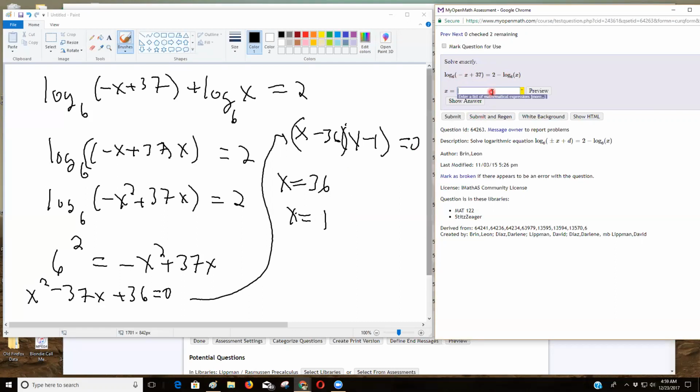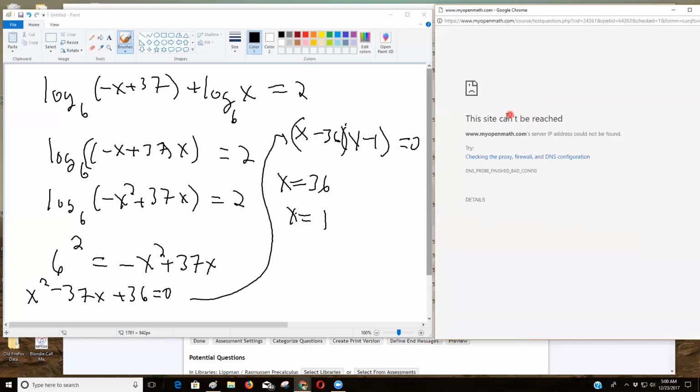Let's see if that is correct. 1, 36. It's not telling me I've got an error. Submission error. See, maybe my internet's gonna die on me. Well, I'm pretty sure I'm correct. You don't have to sit and wait through my bad internet connection.